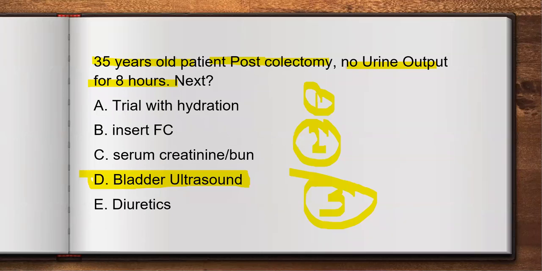So before Foley's catheter, you need to do a bladder scan, because after Foley's catheter, doing a bladder scan doesn't help. If you insert a catheter, all the urine should come to your catheter, right? You will not get anything in the bladder scan. So if this patient was catheterized, then the answer would be trial with hydration. Good.